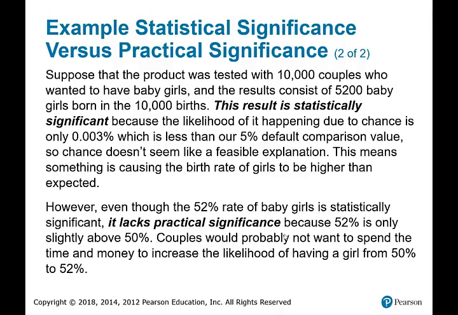So although the 5,200 out of 10,000 does seem that that wouldn't happen by chance, and so it's statistically significant, it doesn't have practical significance. Because why would you spend a lot of time, energy, and money using a product that is only going to perhaps end up affecting the gender of your child during the conception and when it's born?